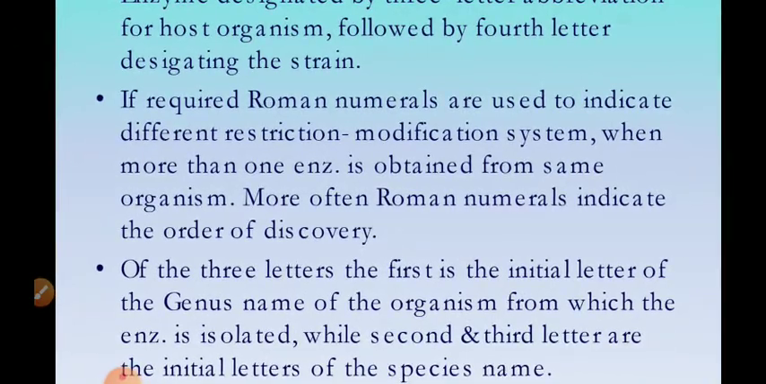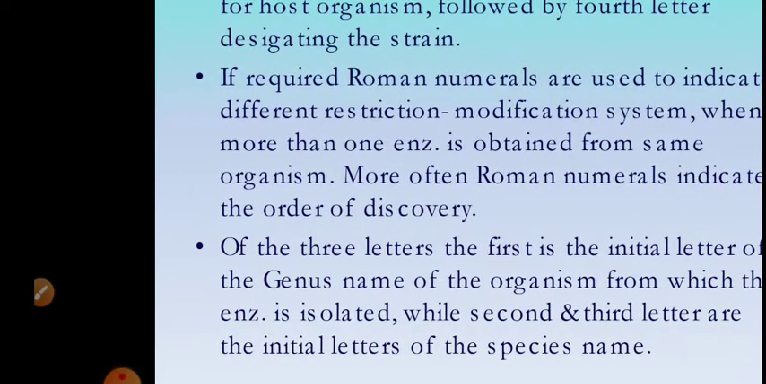Roman numerals are used to indicate different restriction modification systems when more than one enzyme is obtained from the same organism. If more than one enzyme has been isolated from the same organism, the Roman numeral is given after the 4th letter, which indicates the order of discovery. If I say EcoRI, it means the first enzyme that was isolated from E. coli. EcoRII is the second restriction enzyme isolated from E. coli strain R.